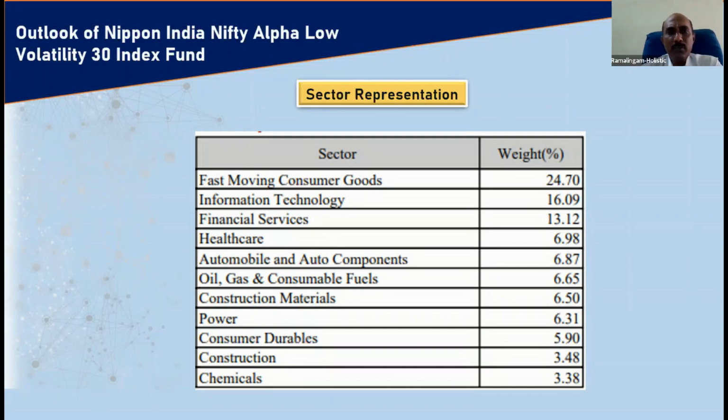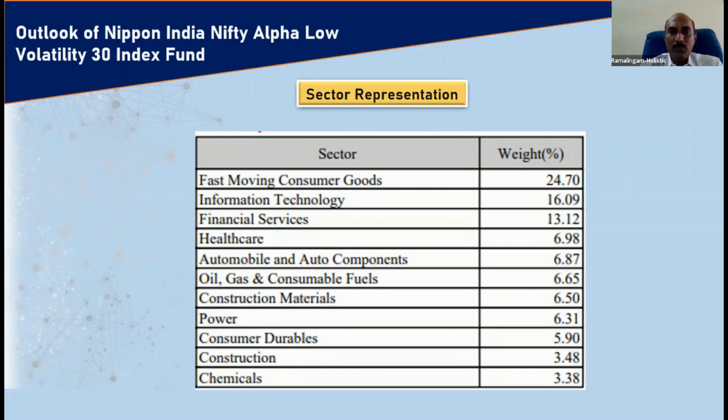What is the allocation given for different sectors in this index? FMCG 24%, IT 16%, financial services 13%. If you calculate, the overall allocation for these top 3 sectors amounts to 54%. That means this sectoral allocation is concentrated in these top 3 sectors. This brings additional risk. At the same time, it can also bring additional reward in the form of returns.